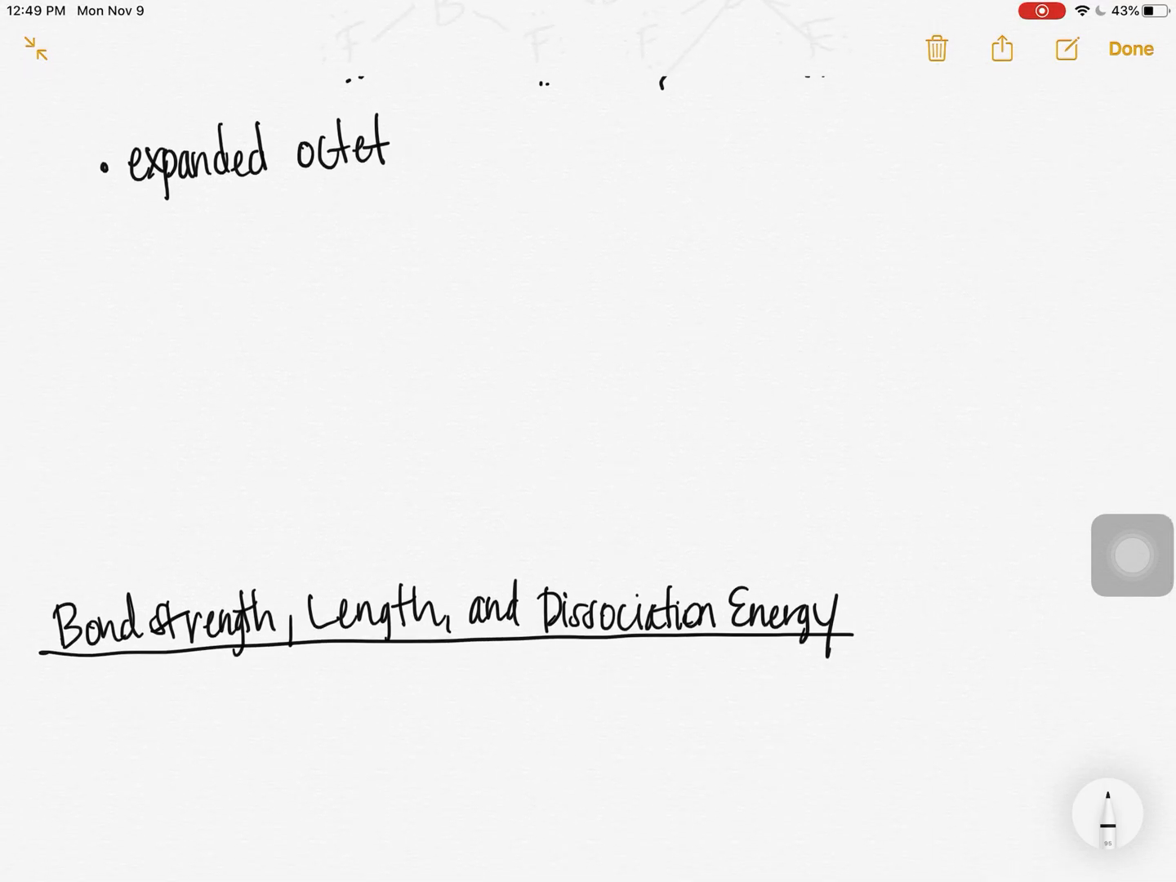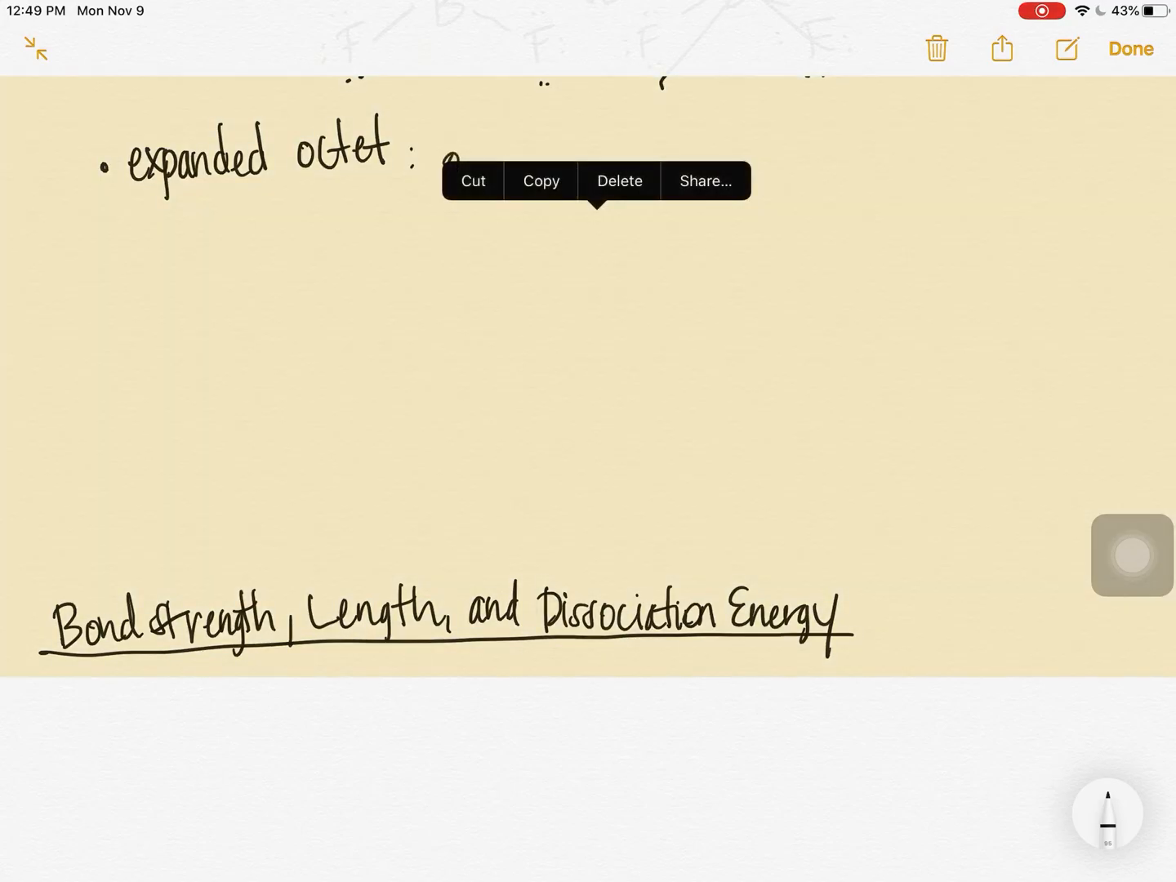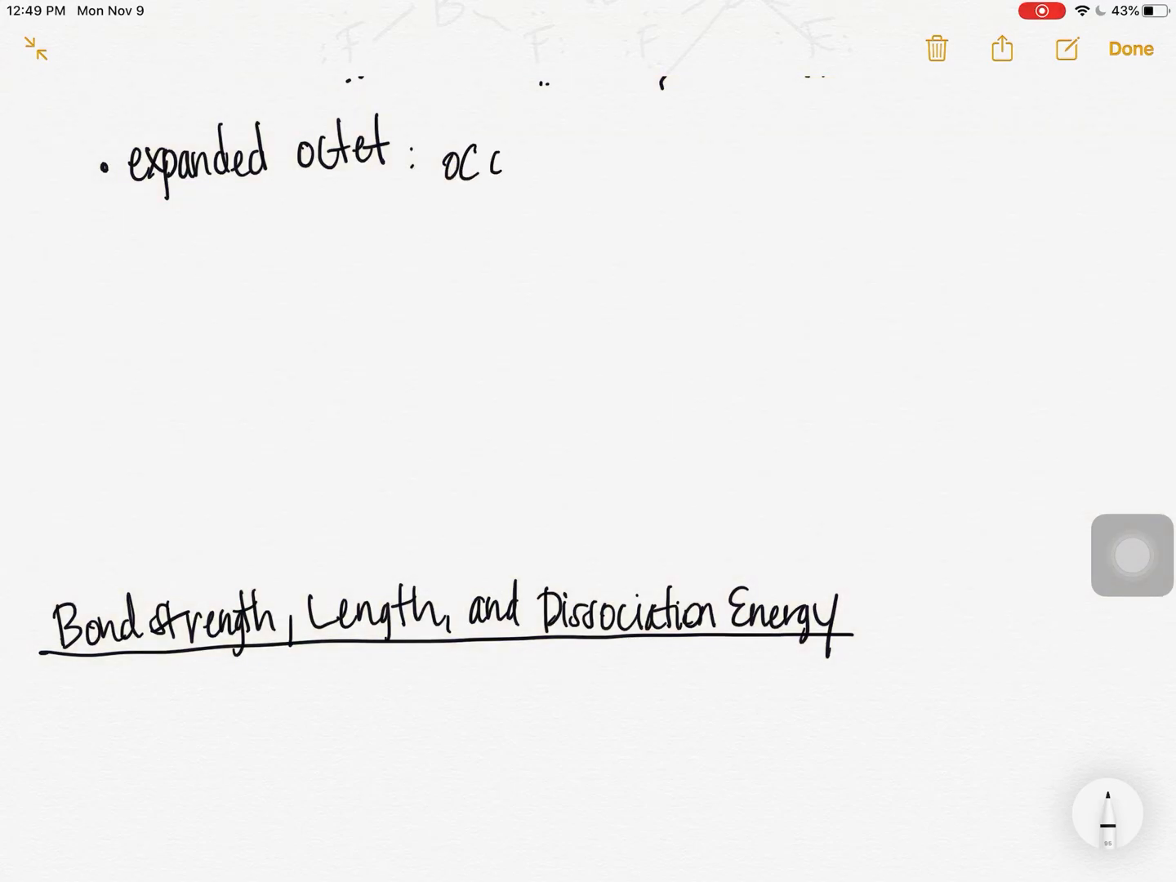And then the other really common one that we see is an expanded octet, which has more than 8 electrons. This often occurs with sulfur and phosphorus. There are other exceptions as well, but these 2 are quite famous. One of the most famous examples is sulfur hexafluoride, SF6. This is the gas that if you inhale it, unlike helium that makes your voice high, makes your voice really low, deepens your voice.